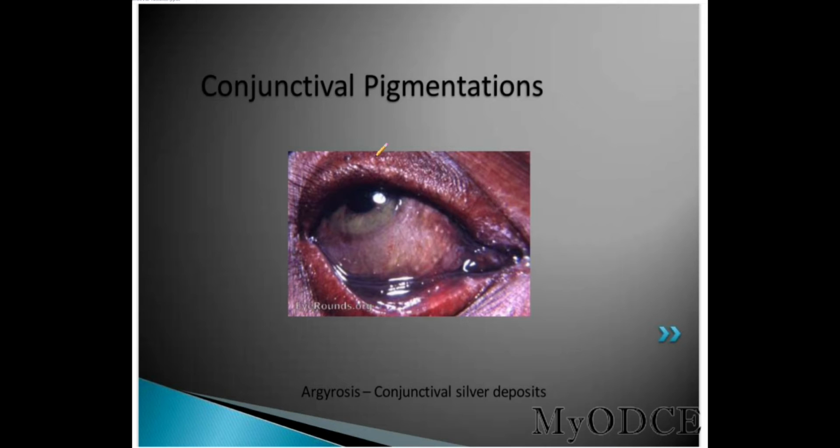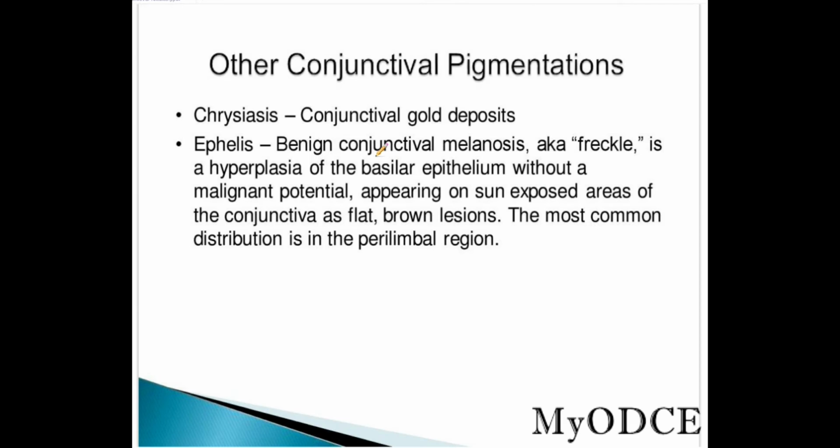And while you might see the silver deposits all over the place, the follicular reaction will be concentrated on the palpebral conj. One of our docs brought up a good point. Within our differential, we'll also think nevus of Ota. And obviously, we're going to see nevus of Ota far more often than argyrosis.